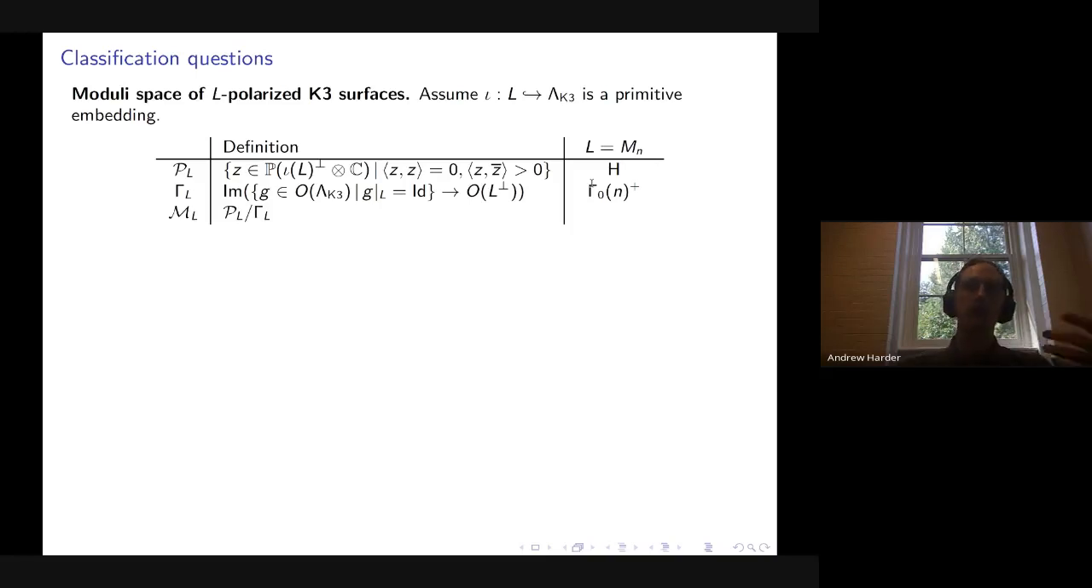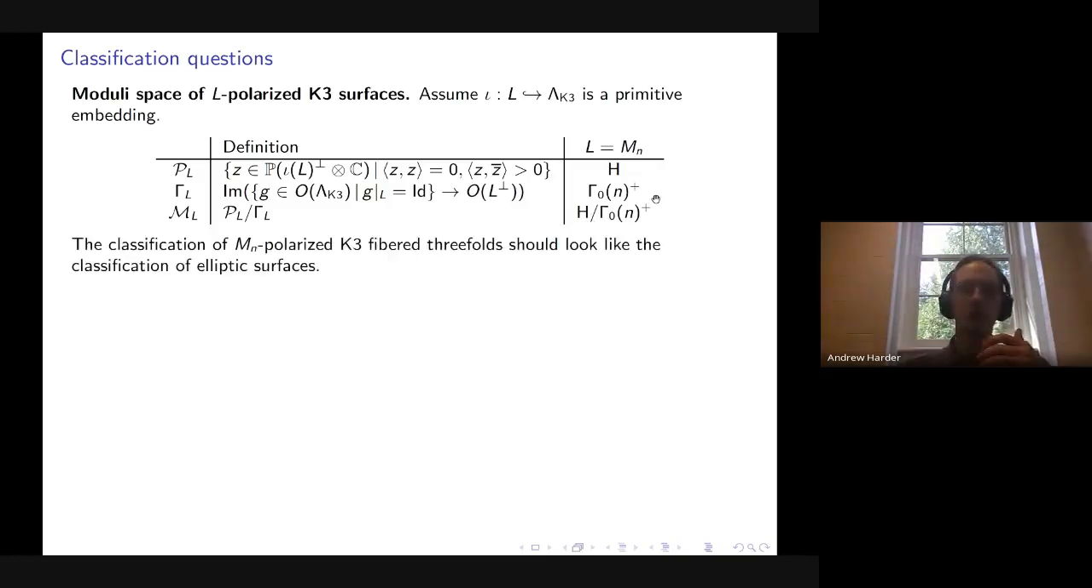Then if I want the actual moduli space or period space of L polarized K3 surfaces, I just take the quotient of these 2 things, and you can sort of see that this is going to act properly on that. Great, and so what we get out of this is a modular curve if L is equal to Mn.